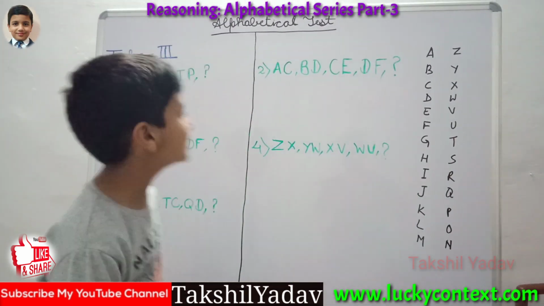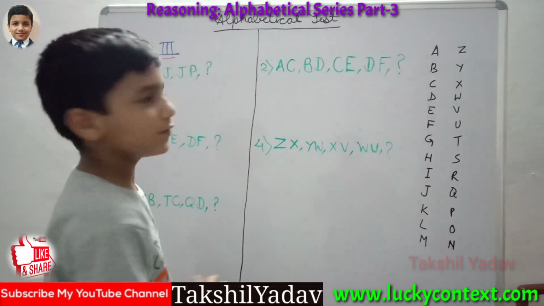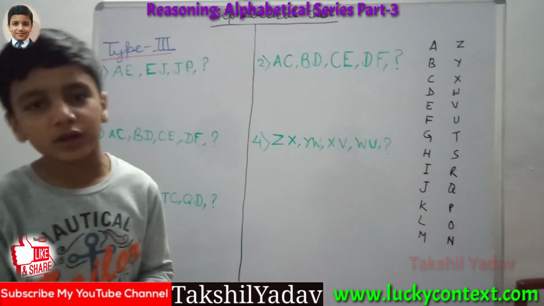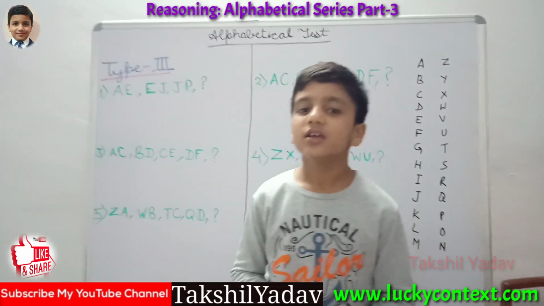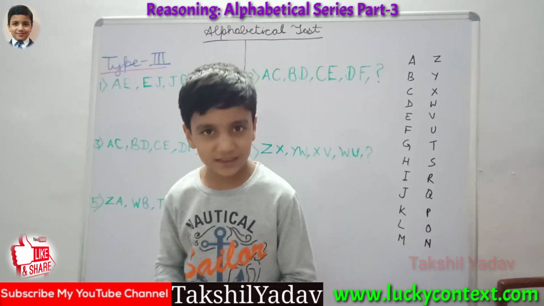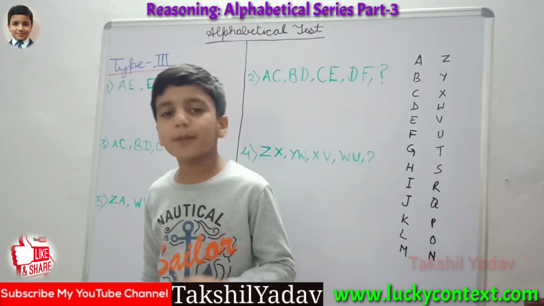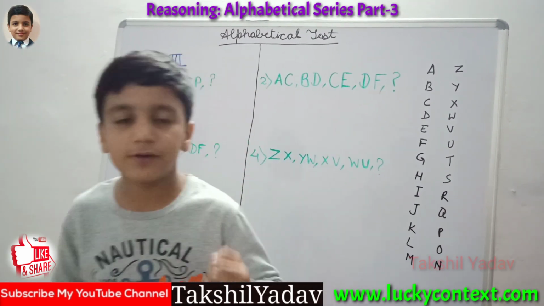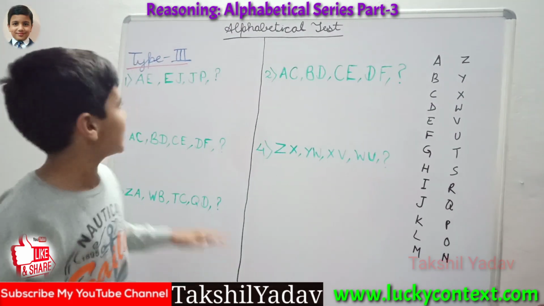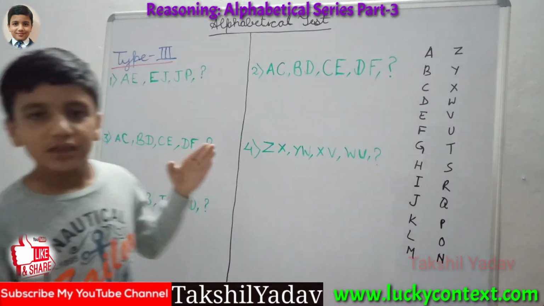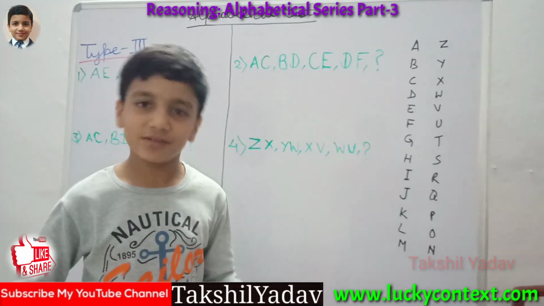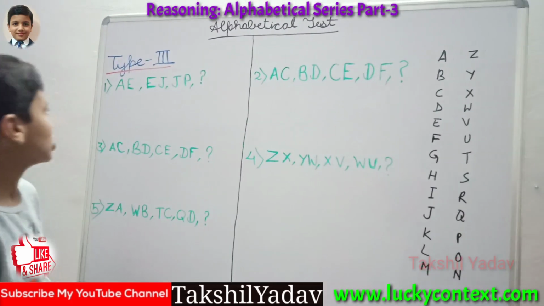Today we are going to discuss the type 3 of questions in reasoning based on alphabets. Till now we have discussed the forward and reverse codes of the alphabets, the type 1 and type 2 of questions based on alphabets in reasoning. So this is the last type, the third type of questions based on alphabets in reasoning. Let's start with the first question.